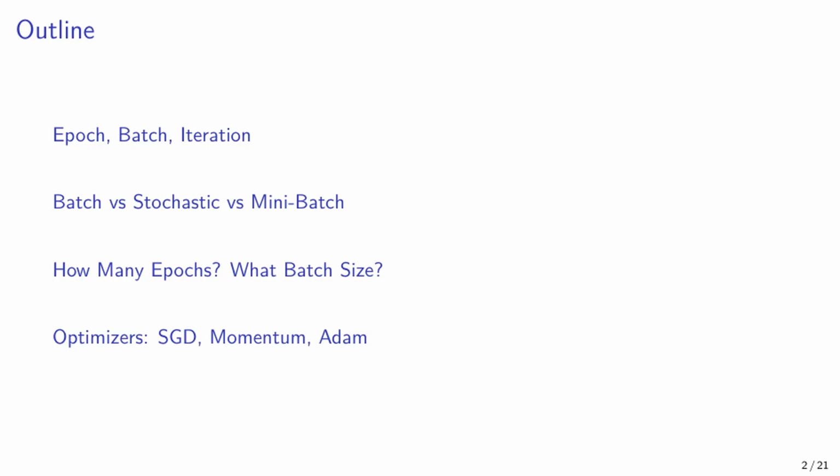4 parts. First, the vocabulary: epoch, batch, and iteration. Second, batch versus stochastic versus mini-batch gradient descent. Third, how many epochs and what batch size to use. And fourth, the optimizers: plain SGD, momentum, and Adam.